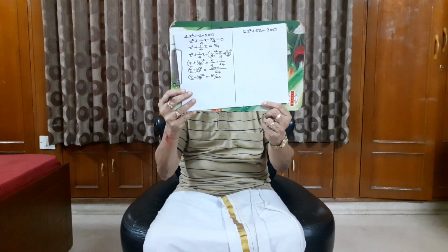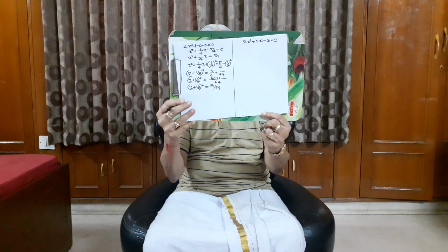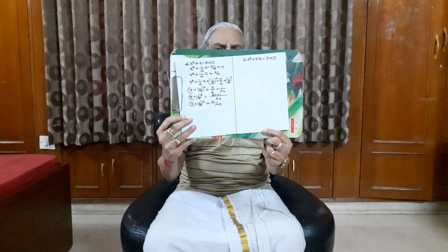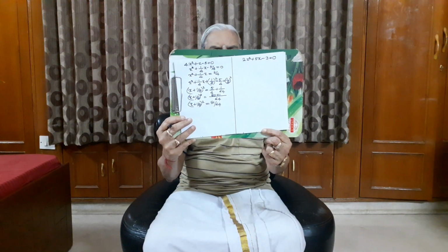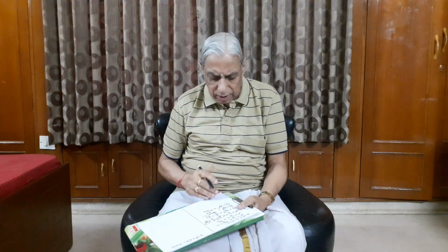Simplified further: x plus 1/8 the whole square, nothing can be done on the left hand side, equals what is 80 plus 1? 81/64. 81/64 is a perfect square. Why? Both the numerator and denominator are perfect squares. 81/64, take out the square root. Therefore, what is x plus 1/8 equal to?